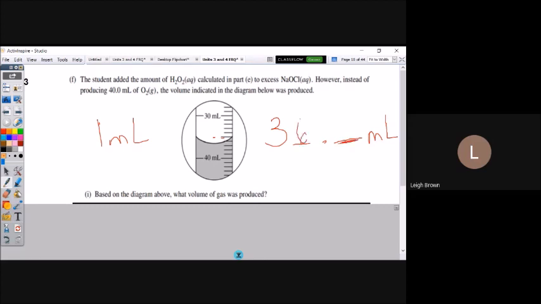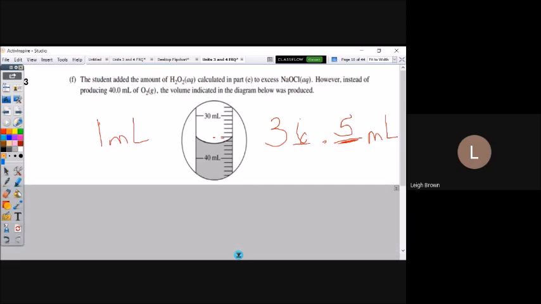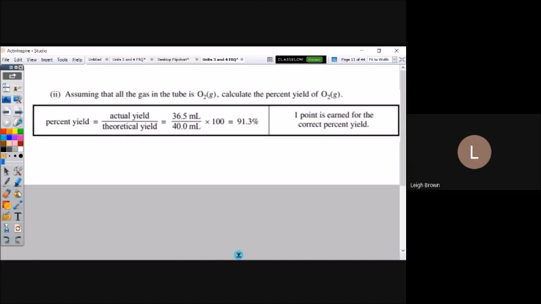And then you're going to estimate this digit. You could say it's 36.4, 36.3. The key actually says 36.5. If you're somewhere close to that, between 36 and 37, you're going to get credit for that. So again, see what that next digit, those unmarked markings are.